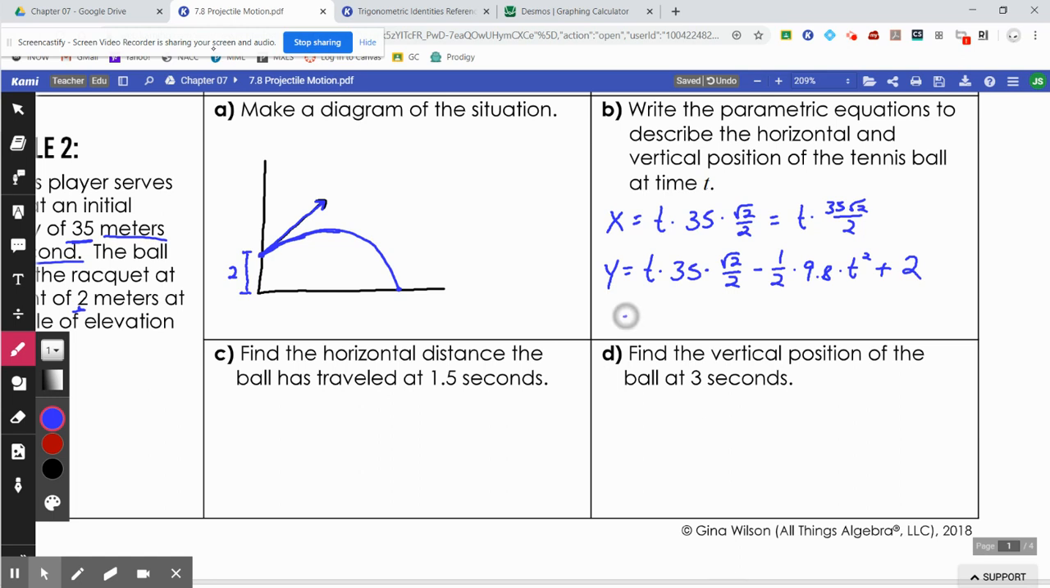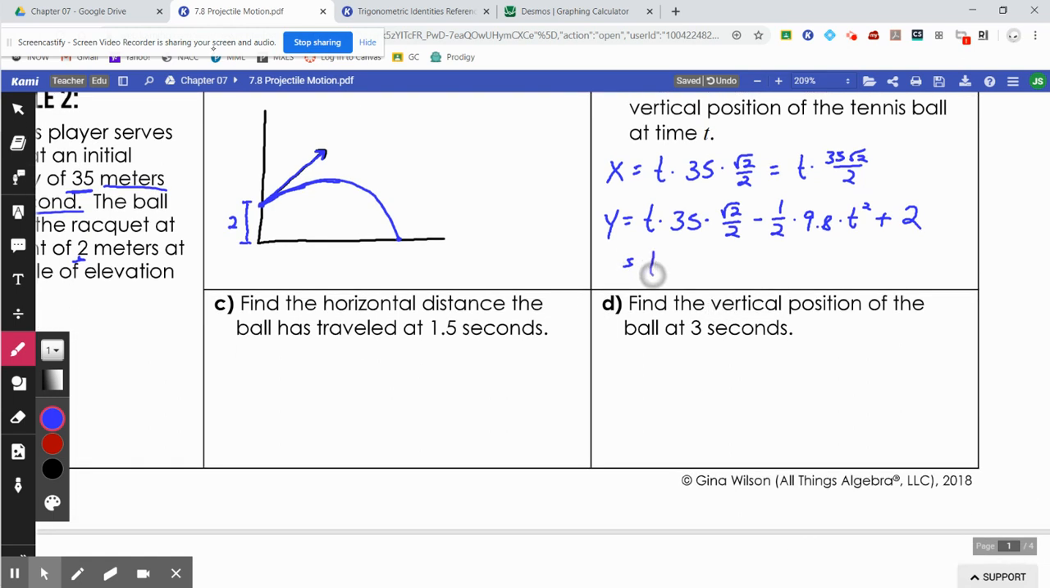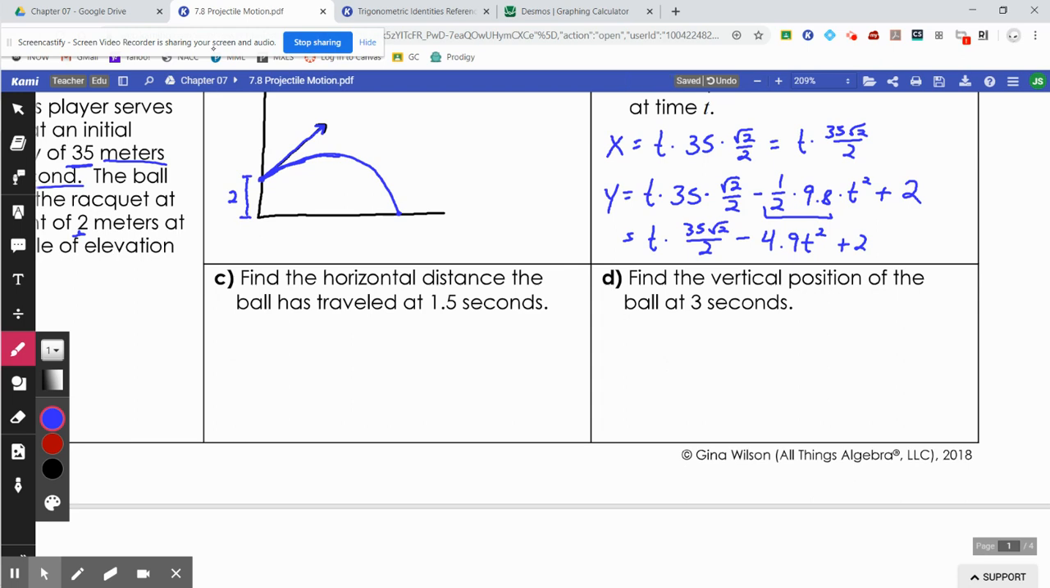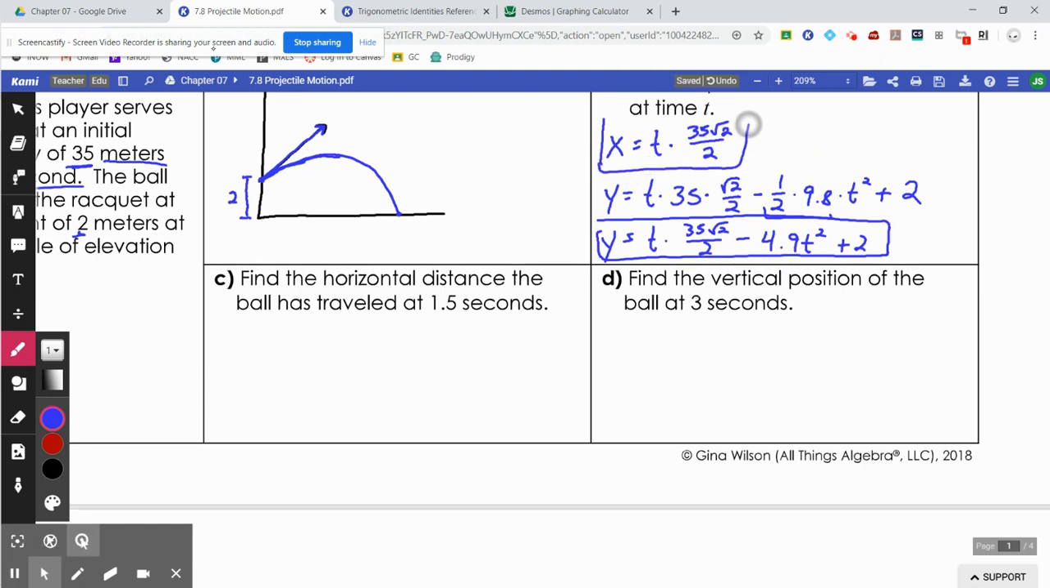So now let's clean that up just a little bit. We can do t times 35 root 2 over 2, minus 1/2 of 9.8 will be 4.9 t squared, and then plus 2. Now, I like to write that in descending order. So if you want to write this minus 4.9 t squared first, you can. But that is your y position. So there's your y, and here is your x. Let me go ahead and erase this and scoot this over. And there is your x.